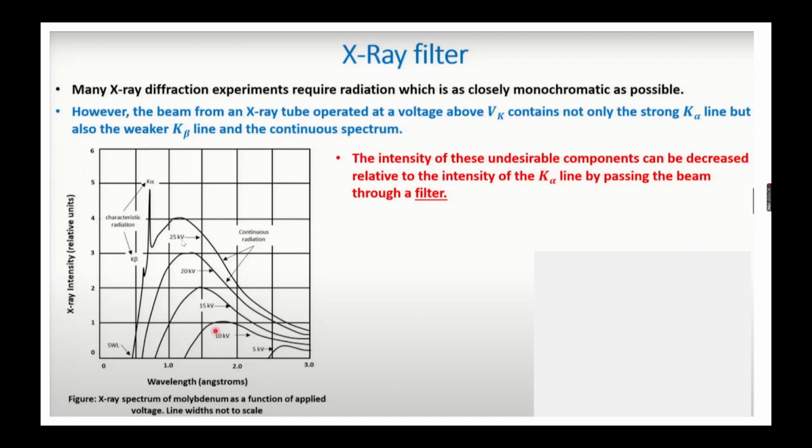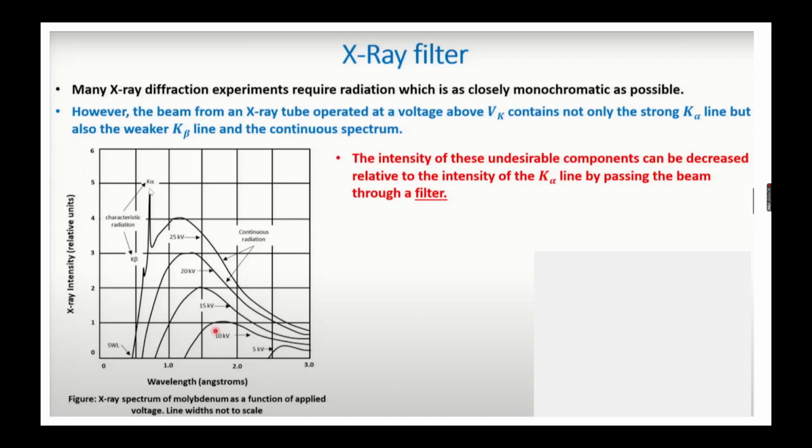So again, this is the same slide. Here, for example, at this voltage when you are applying 35 kilovolts, you will get this characteristic radiation of K alpha and K beta. In an X-ray tube operated at a voltage above Vk, the spectrum will not only contain a K alpha line but also a K beta line, in the continuous spectrum. The intensity of this undesirable component can be decreased relative to the intensity of the K alpha line by placing a filter, because we don't want K beta, we only want K alpha.